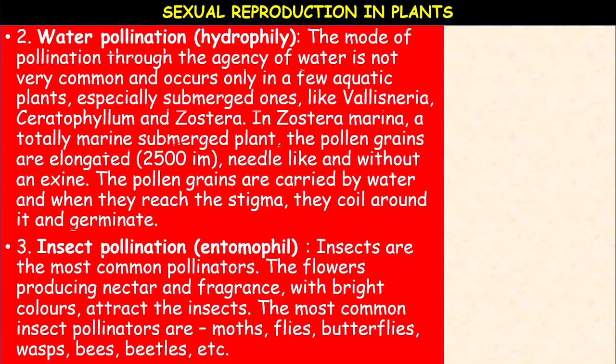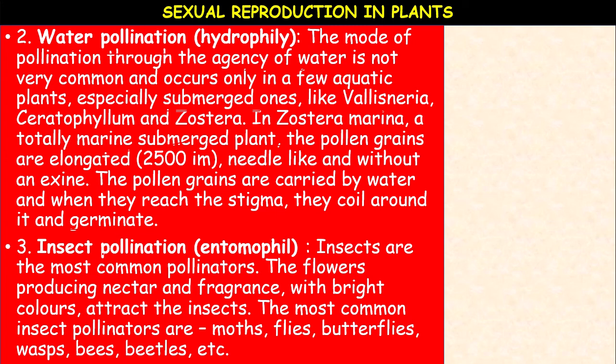So, hydrophily means the mode of pollination through the agency of water. It is of two types, epihydrophily and hypohydrophily. Epihydrophily takes place on the surface of water, example Vallisneria. Hypohydrophily includes the plants which are pollinated inside the water: Ceratophyllum, Najas and Zostera.